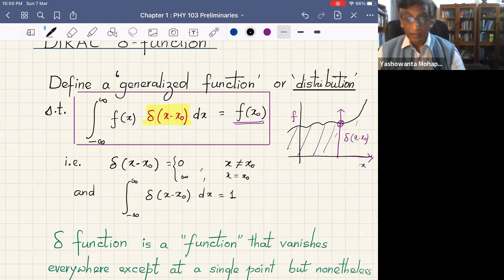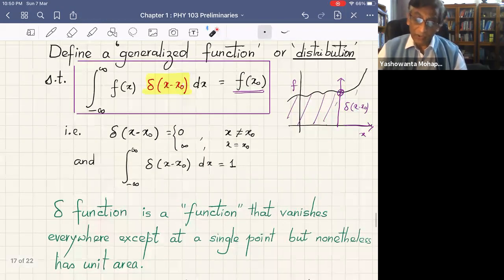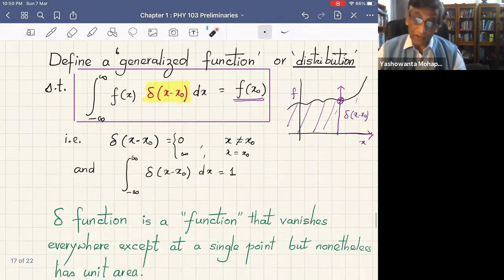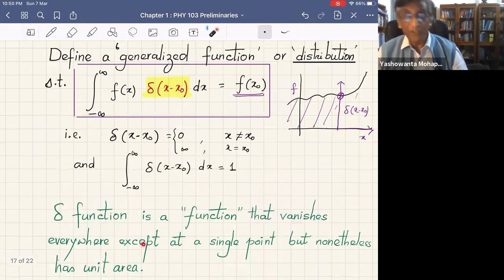All right. But the main idea of this is indeed if I integrate delta(x minus x naught), then it is just unity, a unit function. So the delta function, in other words, is a function that vanishes everywhere except at a single point, but nonetheless has unit area.